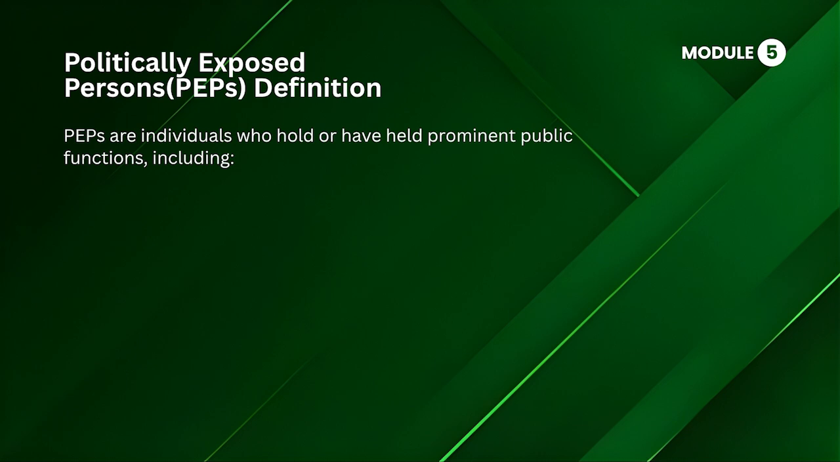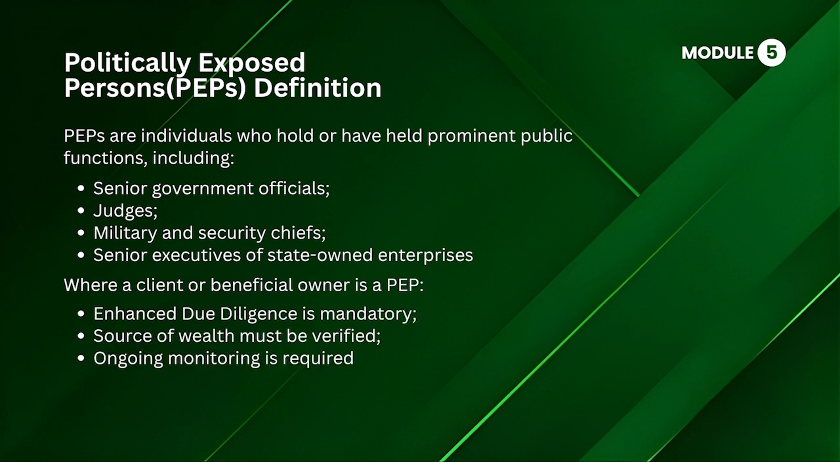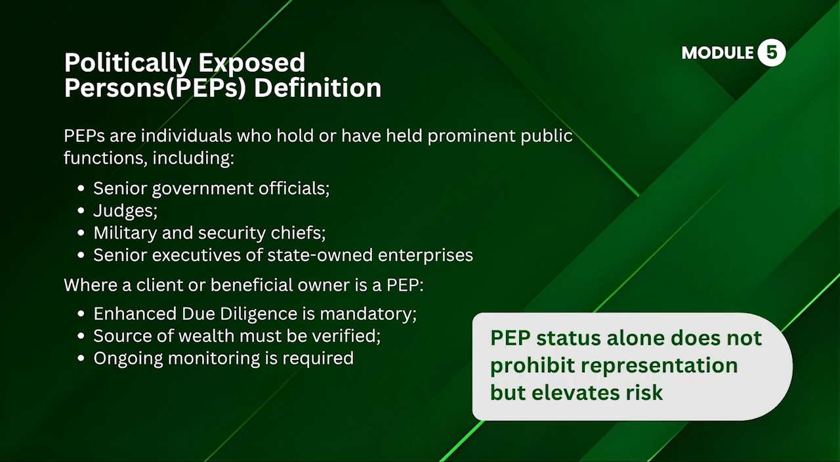Politically exposed persons are individuals who hold or have held prominent public functions, including senior government officials, judges, military and security chiefs, and senior executives of state-owned enterprises. Where a client or beneficial owner is a politically exposed person, enhanced due diligence is mandatory. Source of wealth must be verified. Ongoing monitoring is required. A politically exposed person status alone does not prohibit representation but elevates risk.